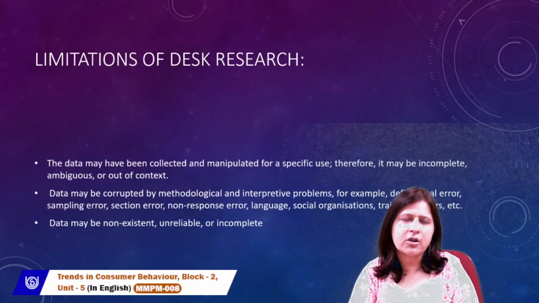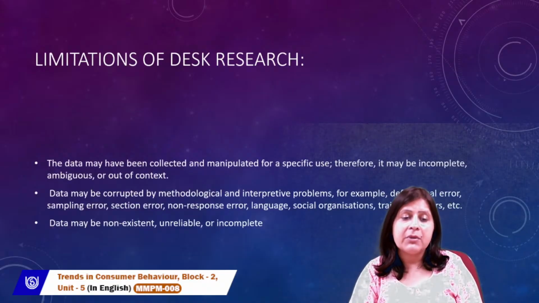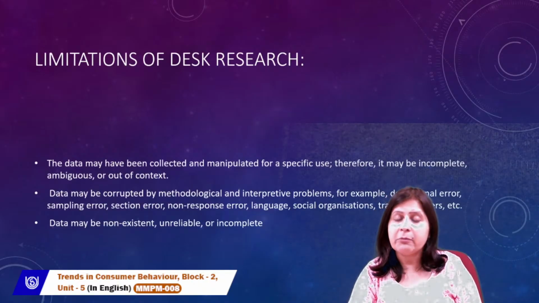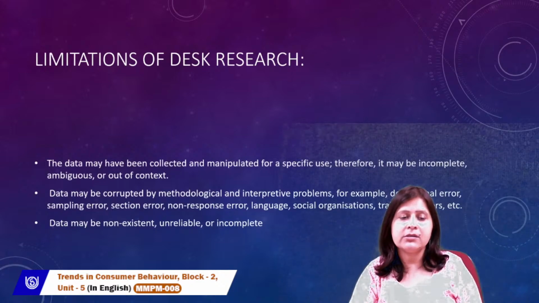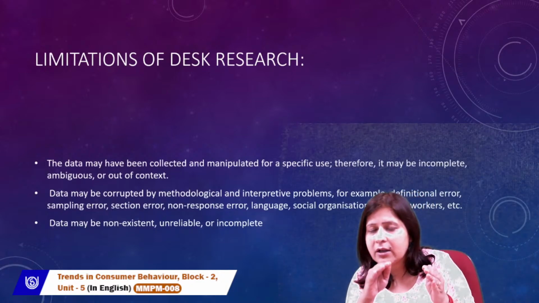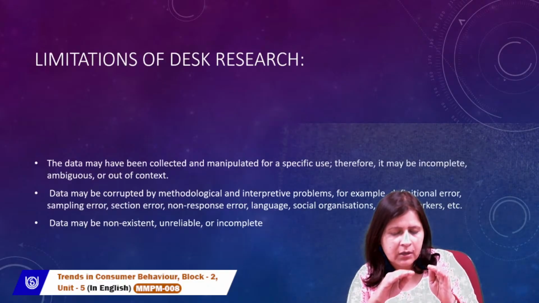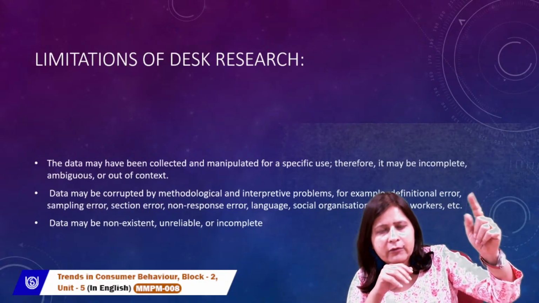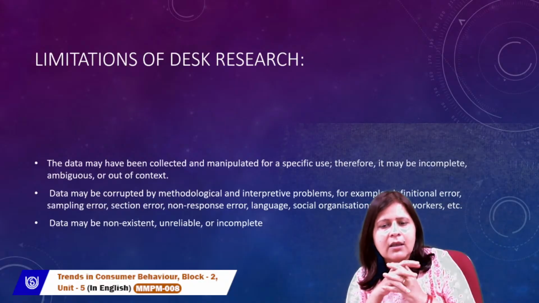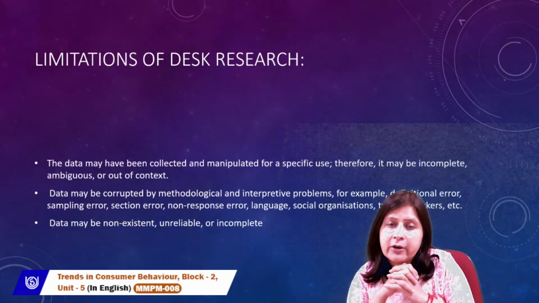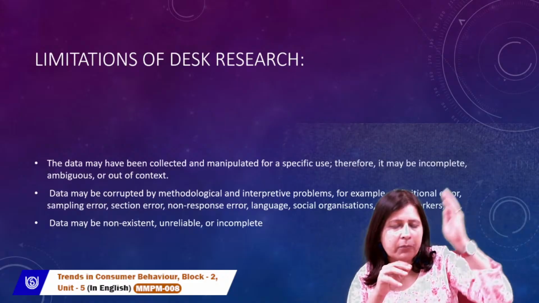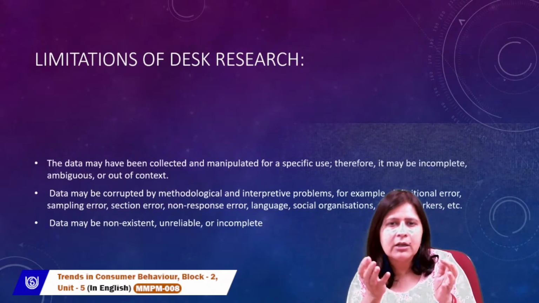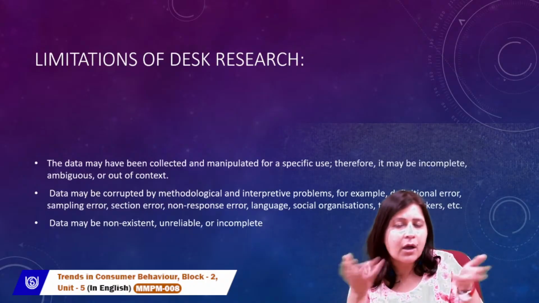So, what are the limitations of desk research? The data may have been collected and manipulated for a specific use. Therefore, it may be incomplete, ambiguous, or out of context. See, because here you are dependent on secondary data, and the data which you are accessing could be manipulated or collected for a specific use, right? The use or the objective of that research could be different, right? So data could be incomplete, data could be ambiguous, data could be out of context.